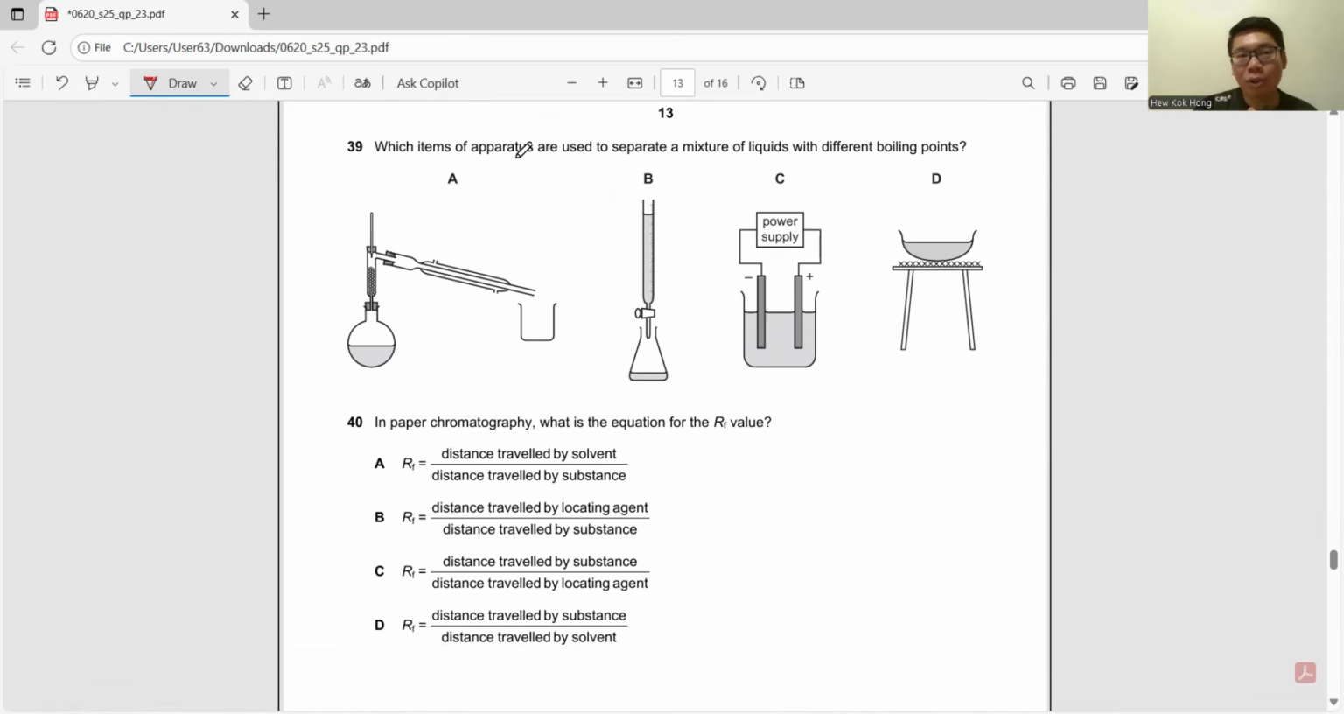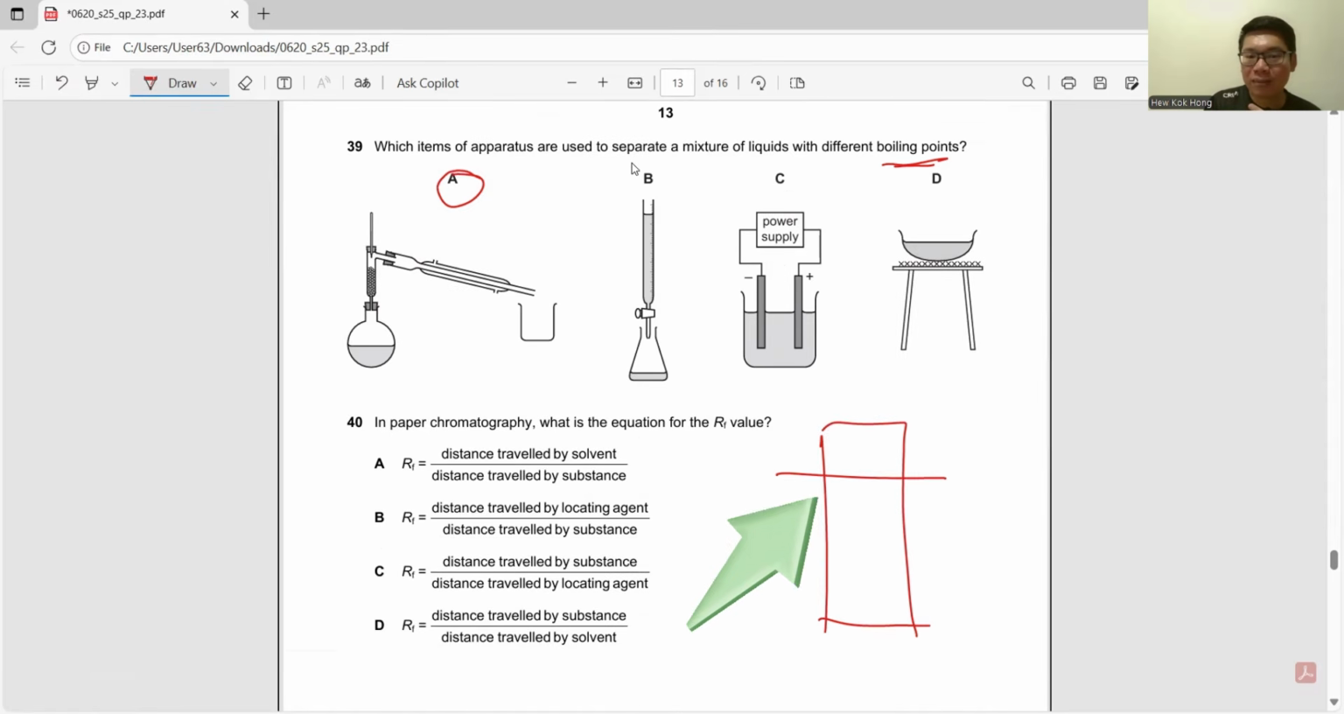39. Which item of apparatus is used to separate a mixture of liquids with different boiling points? So obviously it is fractional distillation. So the answer is A. 40. In paper chromatography, what is the equation for the Rf value? We know the distance traveled by the solvent is the denominator and the distance traveled by the substance is the numerator.